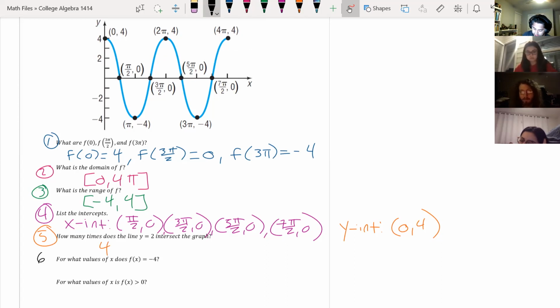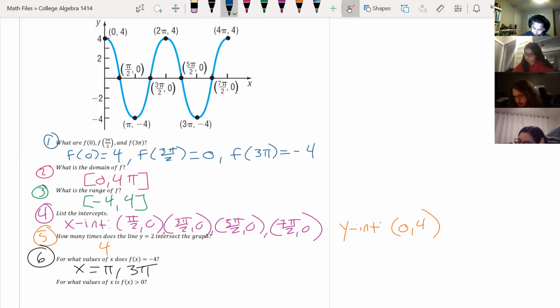And then 6. For what values of x does y equal -4? So what this is saying is when y is -4, what are my values of x? Pi and 3 pi. Good.